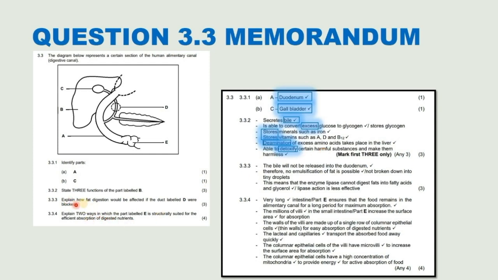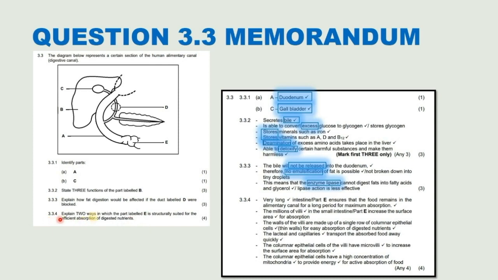Question 3.3.3 says, how will the digestion of fat get influenced if that tube is blocked? So firstly, bile will not be able to reach the duodenum or the small intestine. So then there will be no emulsification of fat. So fat won't be broken down into smaller sections. So that means the enzyme lipase will not be able to digest the fat into fatty acids and glycerol. And remember, this is the form in which fat is absorbed into the small intestine, or specifically into the lacteal.